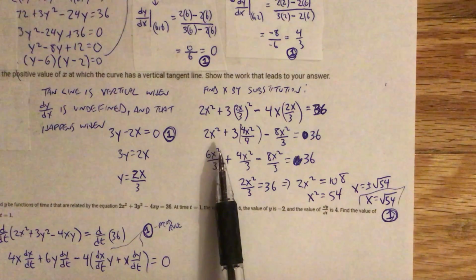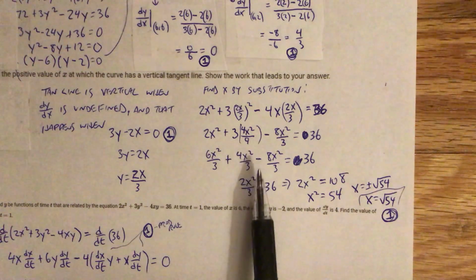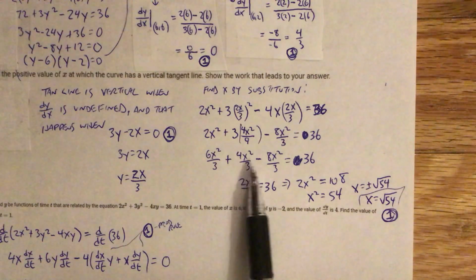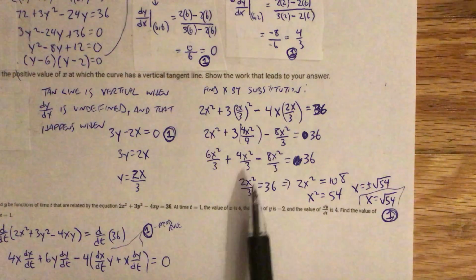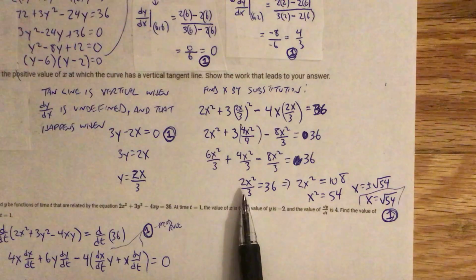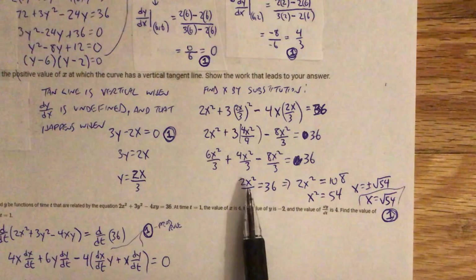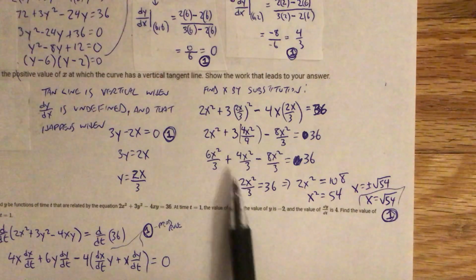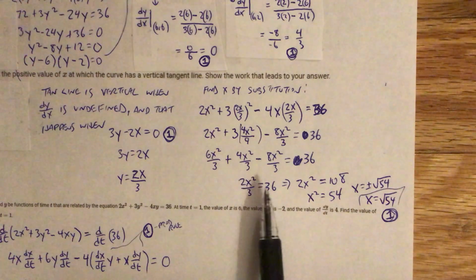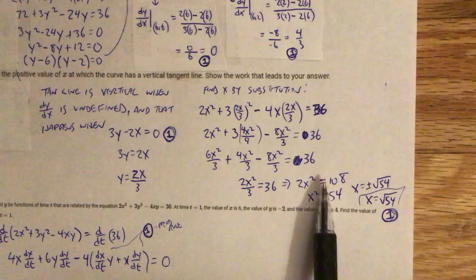So I have 6x squared over 3 plus 4x squared over 3. That's 10x squared over 3. Then subtract 8x squared over 3 leaves me 2x squared over 3. So now from here, you just got to get rid of this fraction. You can multiply by the reciprocal. 2x squared over 3, well, you got 2 over 3 multiplied by 3 over 2. 36 times 3 over 2 is 108.